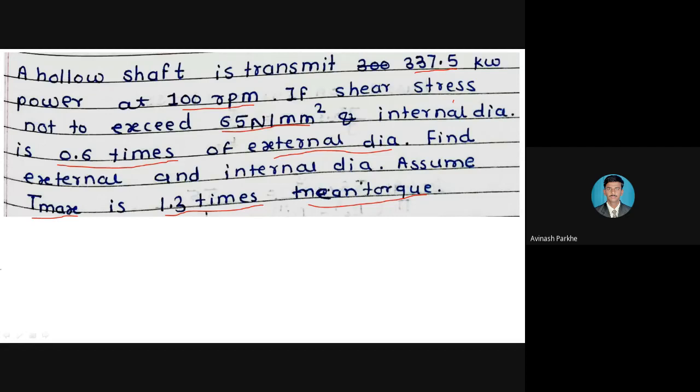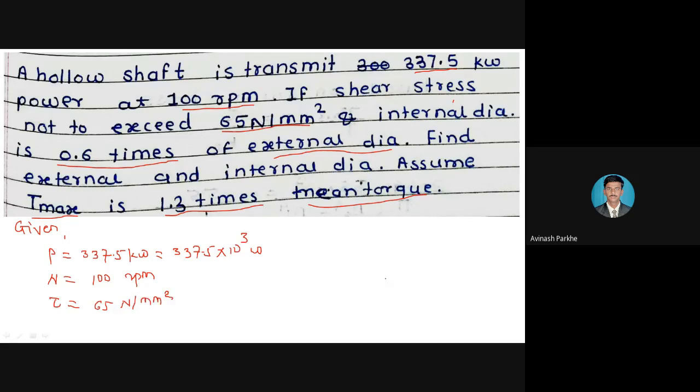So here, if we focus on the given data, how much power is given? 337.5 kilowatt is equal to 337.5 into 10 raised to 3 watt. Then second, speed n is equal to 100 rpm, and as per the conditions, tau is also given, how much? 65 Newton per mm square.